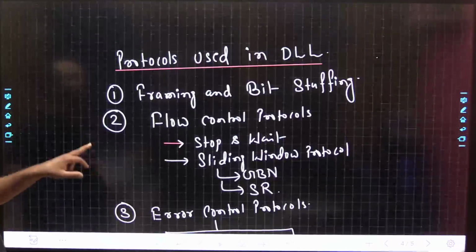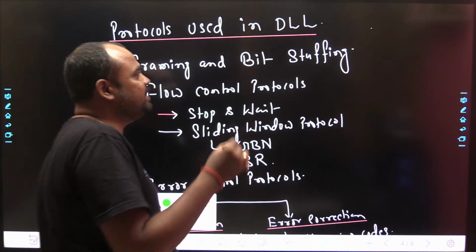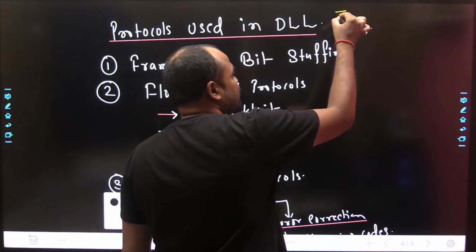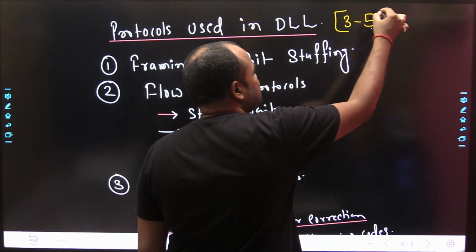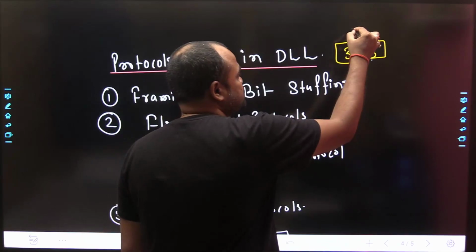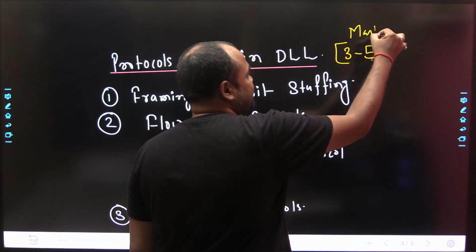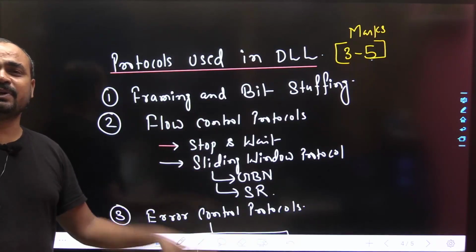Now let's come to the marks weightage. See, usually every year from the data link layer, a 3 to 5 marks question has been asked. Once you look at the GATE previous year questions, usually every year 3 to 5 marks have been covered from this particular chapter.